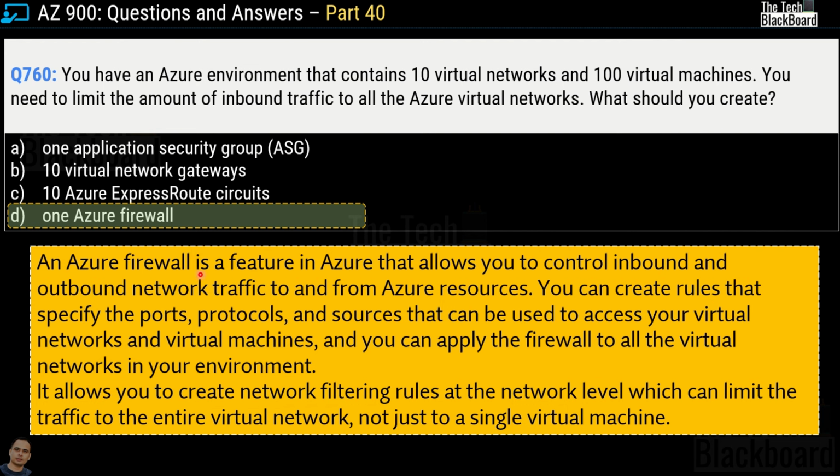So an Azure Firewall is a feature in Azure, as we just read, that allows you to control inbound and outbound network traffic to and from Azure resources. And you can create rules that specify ports, protocols, and sources that can be used to access your virtual network and virtual machine. And you can also apply a firewall to all the virtual networks in your environment. And what will you achieve with this? Well, it will allow you to create network filtering rules at network level, which can limit the traffic to the entire virtual network, not just a single virtual machine.